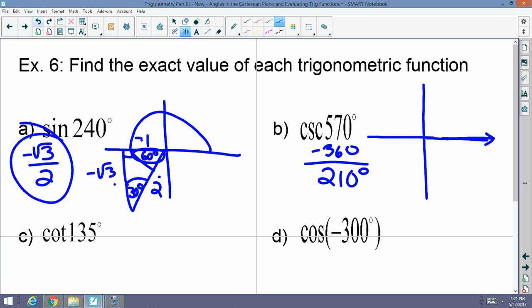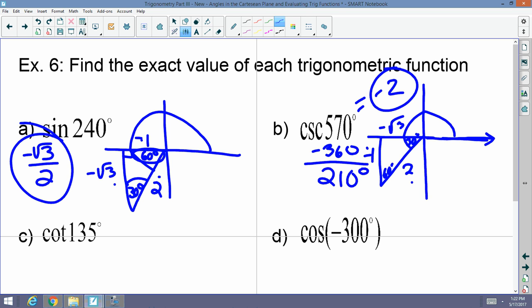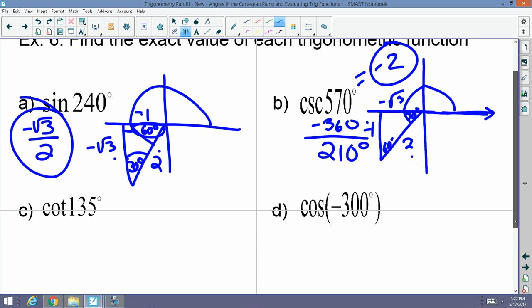That's where it terminates. So I got 90, 180, and this time 30. That's a 30, 60, 90. So guess what? Across the 30, negative 1, negative square root of 3, and 2. Now cosecant is the reciprocal of sine, right? So cosecant is hypotenuse over opposite, right? So the answer here is negative 2. Is it that bad? It's not that bad, right?